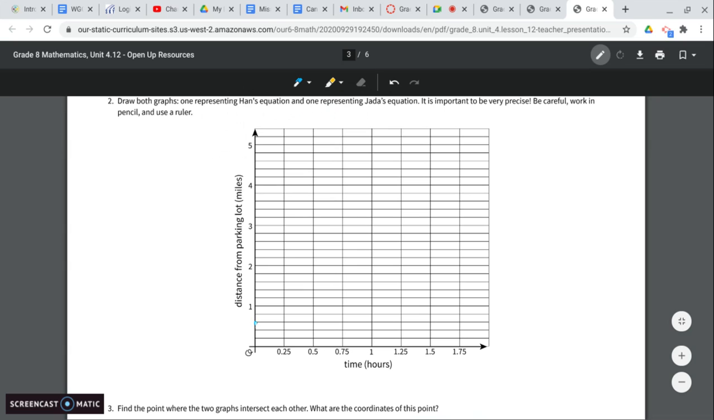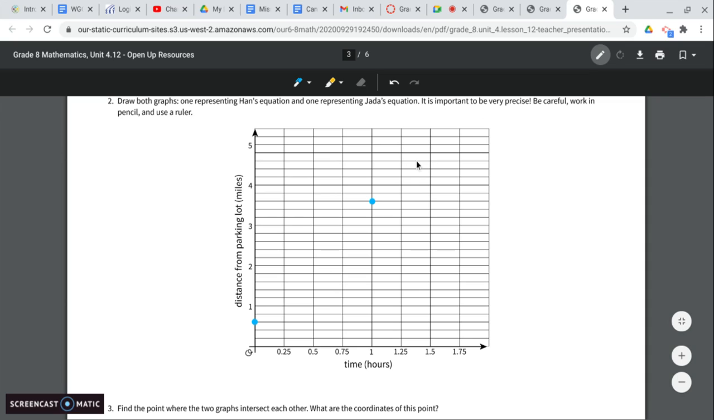miles per hour. Sorry, not meters per second, miles per hour. So we're going to go up and over. We'd go up 3 total. So that's 0.6, there's 1, there's 2, there's 3, and over here to 1.